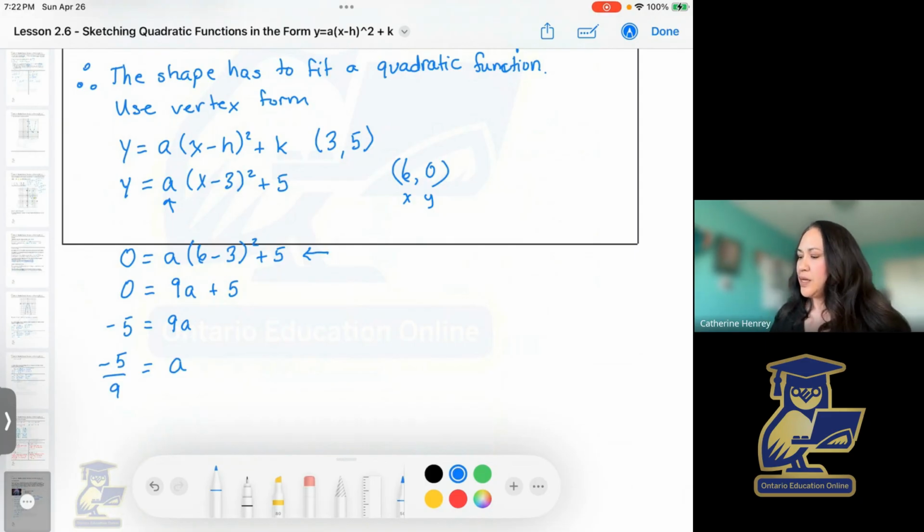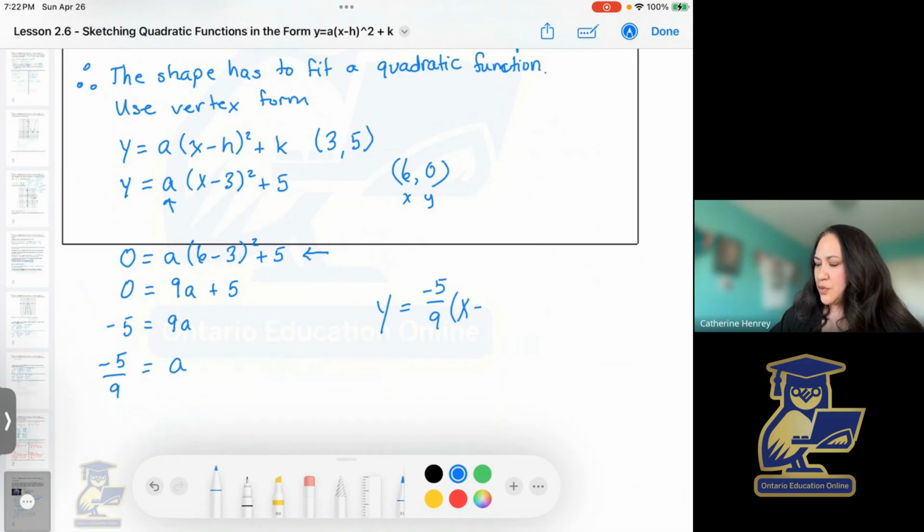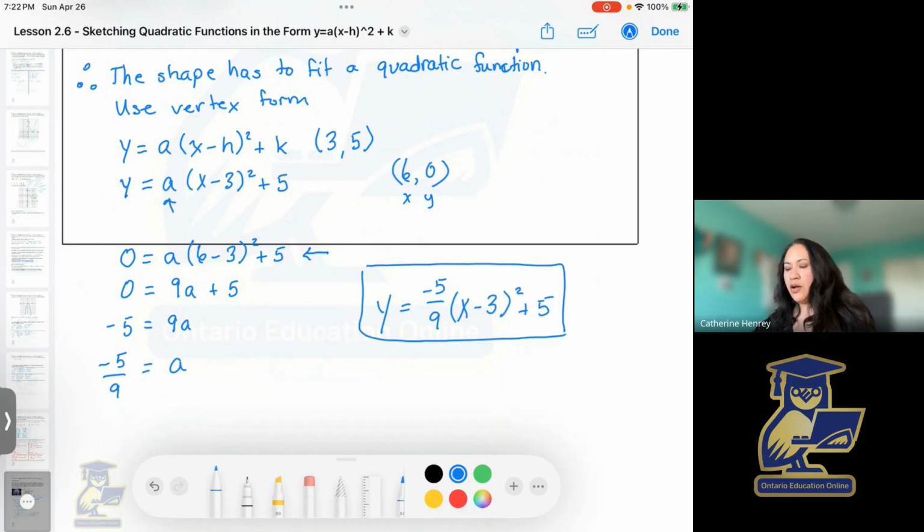And so finally, we can state what our function is that matches the shape of this water fountain. It will be y equals negative 5 over 9 times (x minus 3) squared plus 5. So we have modeled the shape of the water fountain in a quadratic function.